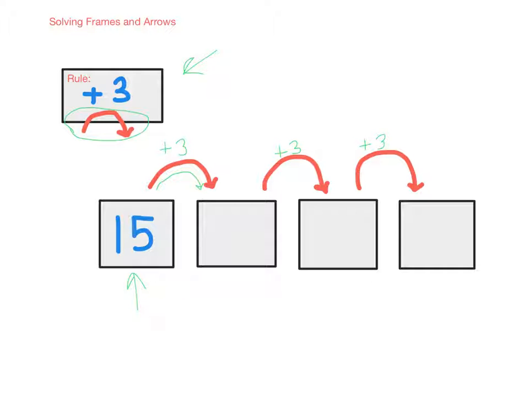So let's see, 15 plus 3 will help us to solve our next box. So 15 plus 3 is 18. So that'll fill that in. Now we see another red arrow, so we want to add 3. 18 plus 3 is 21. Now we have another red arrow, that means add 3. So 21 plus 3 is 24. And there we go, we filled in our frames and arrows.